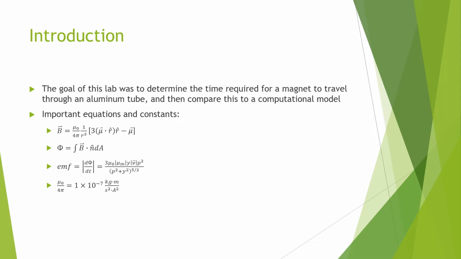Some important equations and constants we used to do this include the Biot-Savart law, which was used to calculate the magnetic field of the magnet, along with the magnetic flux, which can just be calculated by multiplying the magnetic field by the area, since the area is constant, along with Faraday's law, which states that the voltage produced equals the change in magnetic flux over the change in time.